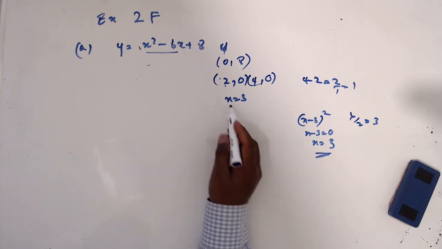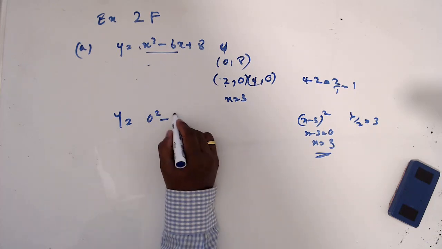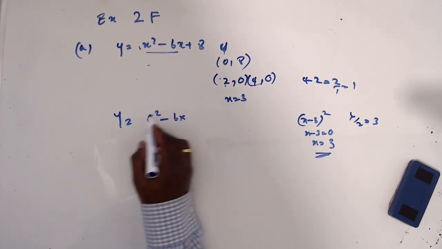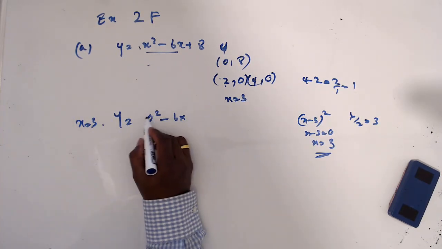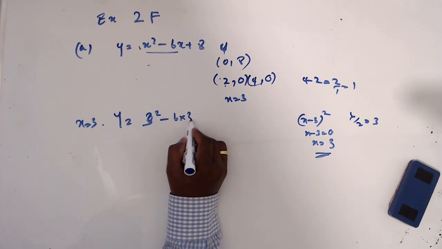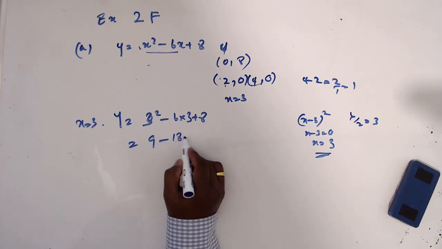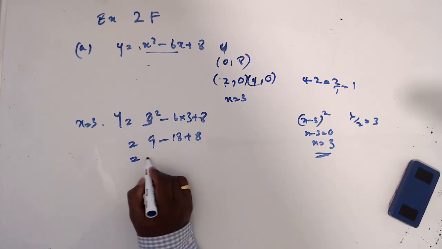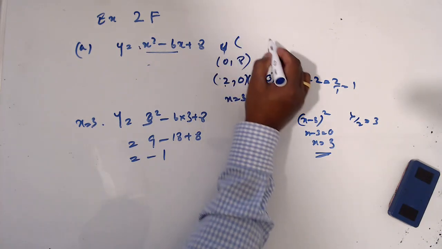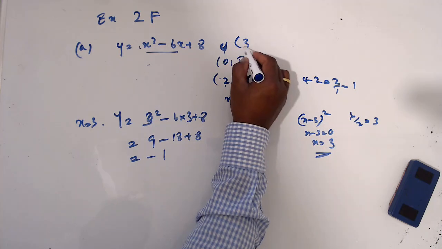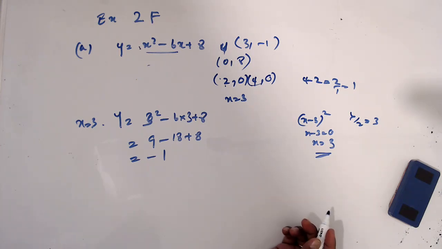Now I want to find the relevant y value. With x equals 3, y equals 3 squared minus 6 times 3 plus 8. 9 minus 18 plus 8, which is minus 1. Then I know the turning point is (3, minus 1). So I have all the details in my hand now.